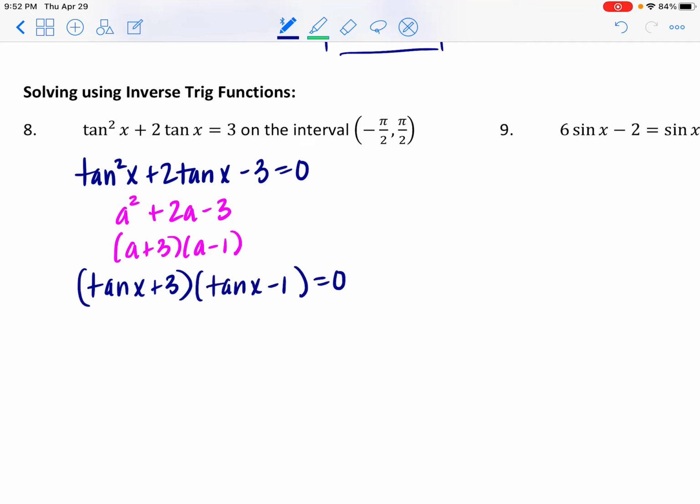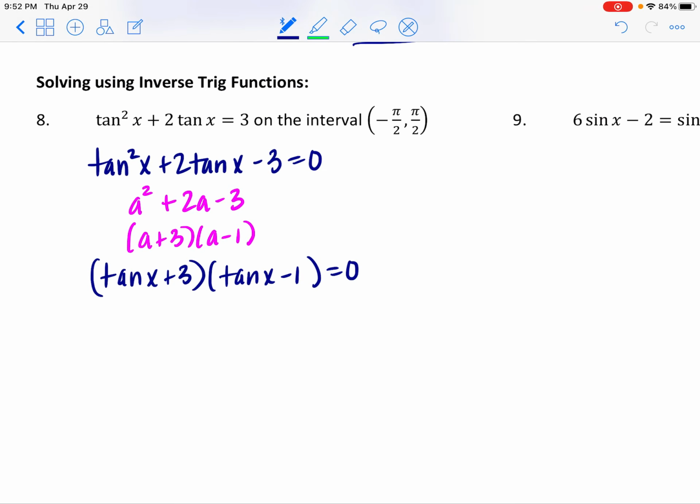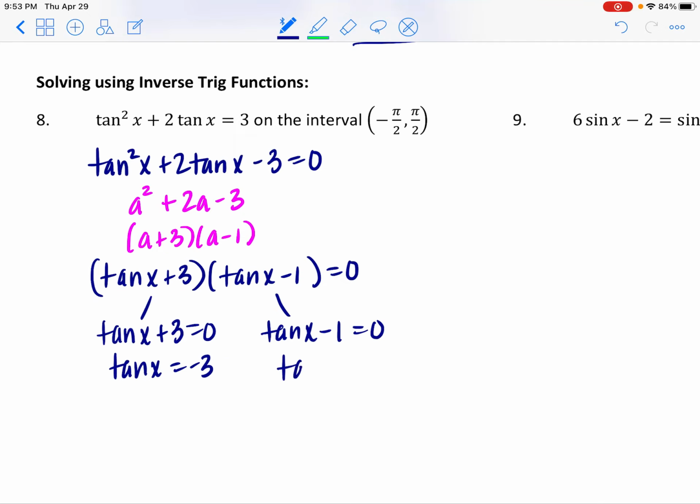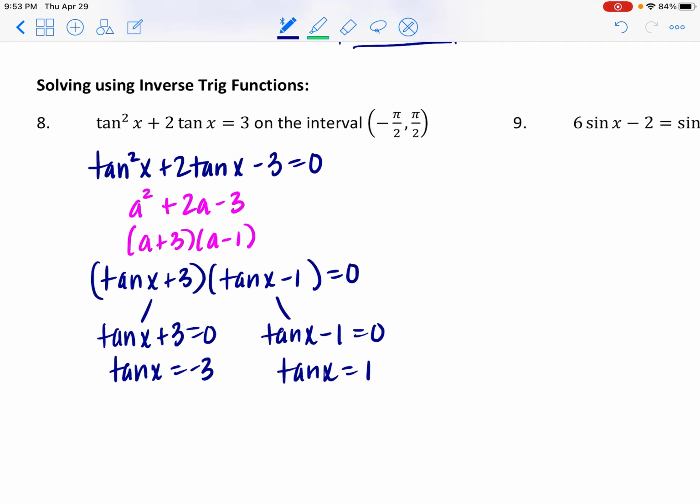But now that it's factored, my solutions are going to come from what makes each of those factors equal 0. So what's going to make the tangent of x plus 3 equal 0, and then what's going to make the tangent of x minus 1 equal 0? Or in this case, what makes the tangent of x equal -3? And in this case, what makes the tangent of x equal 1?